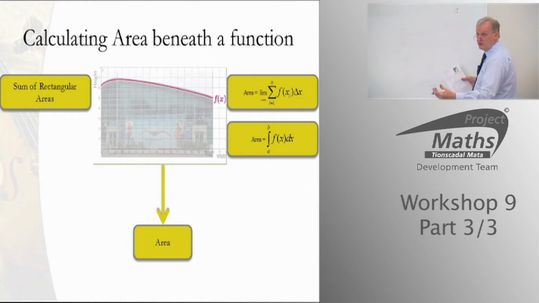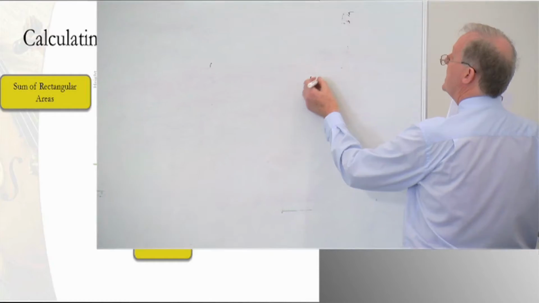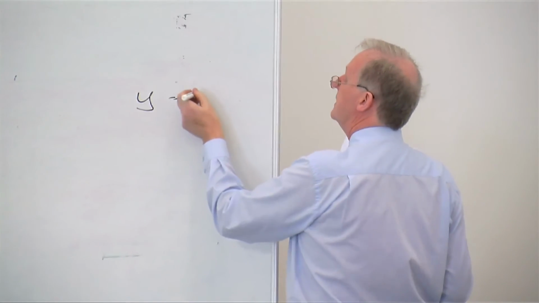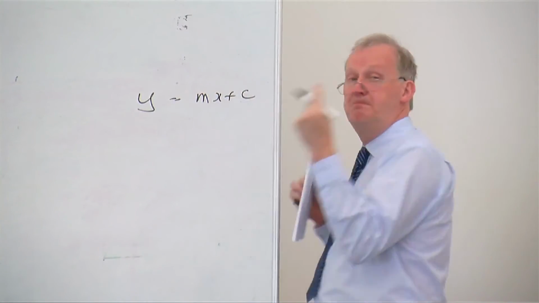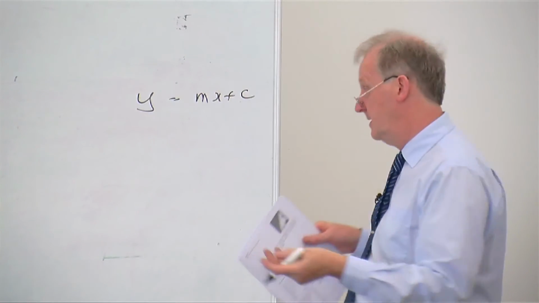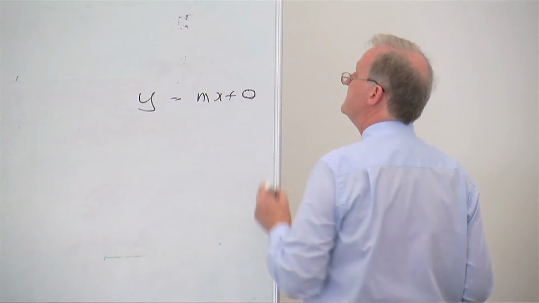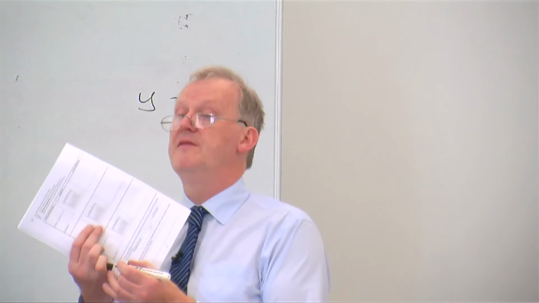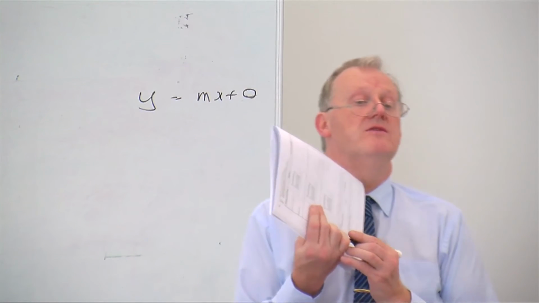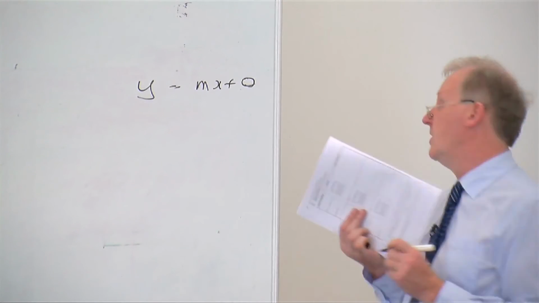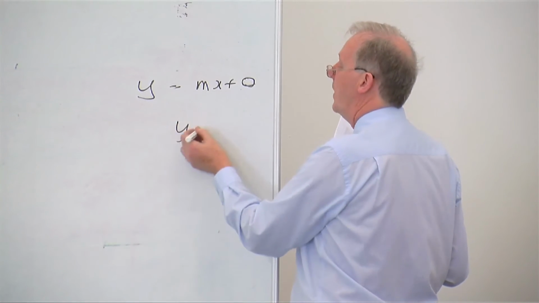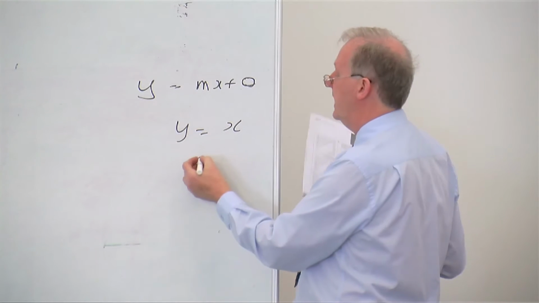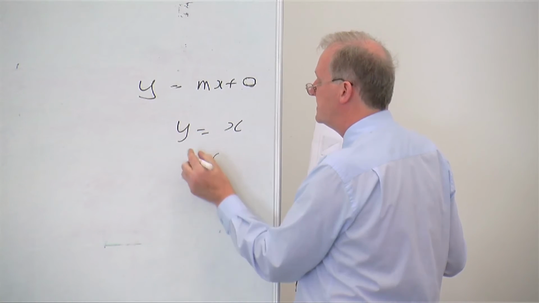Well, what type of function is it? If it's a straight line, it's y equals mx plus c, but it's gone through the origin, so c is 0. What's the rise and the run? For a run of 1, you have a rise of 1. So what's the equation? y equals x, or if you like, h of x equals x.